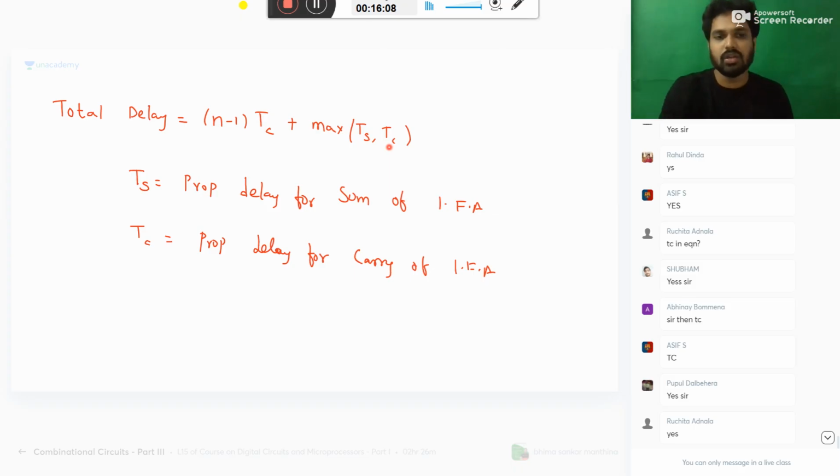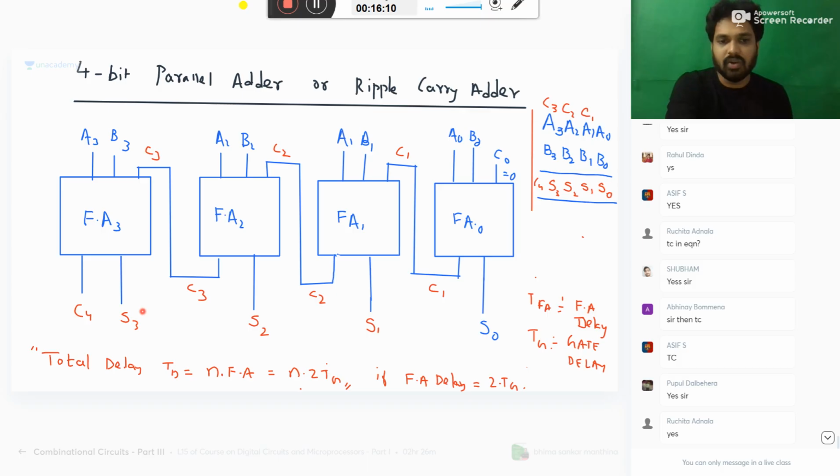Then you may have the doubt, sir, you are considering only this part. What about these sums, sir? Don't worry. Please listen. You are waiting for this carry, this carry, this carry. Finally, you are waiting for its sum and carry also. By that time, these sums already appear. When you wait for this sum for which you are giving the carry late, by the time you get this sum, already these are ready, because you are waiting for maximum of sum and carry.